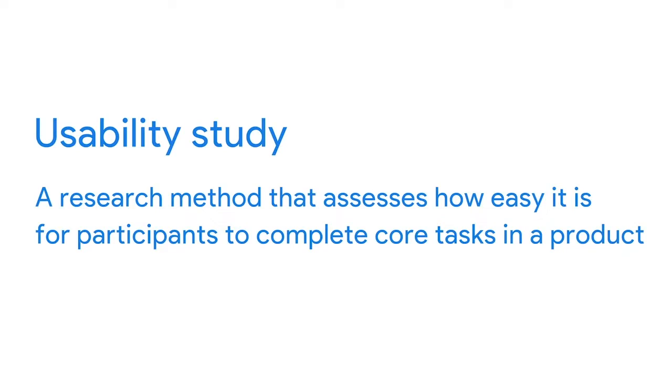Okay, let's get started. A usability study is a research method that assesses how easy it is for participants to complete core tasks in a product. During a usability study, researchers observe the participants to understand how they interact with the prototype of the product and complete tasks. Then, UX designers use the insights from the study to make improvements to their designs. There are 2 types of usability studies, moderated and unmoderated.